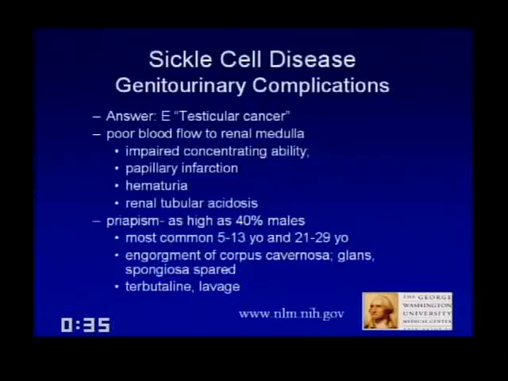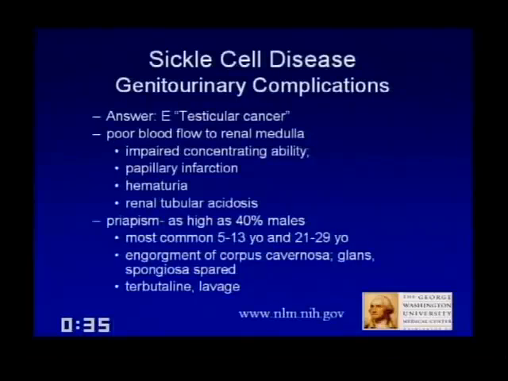Priapism, those of us who've practiced a number of years probably see this two or three times a year. It tends to recur in the same patients, and can be a complication in as many as 40% of the males. There are two peaks for priapism, one in the 5 to 13-year-old group, and one in the 21 to 29-year-old group. It comes from engorgement of the corpus cavernosa, whereas the corpus spongiosa and the glands are not involved most frequently.